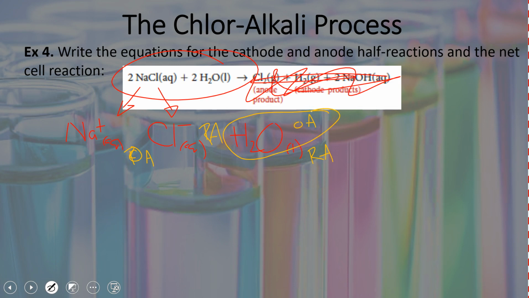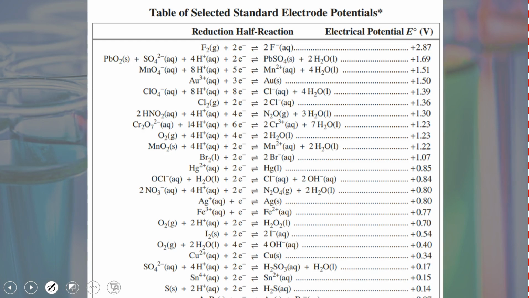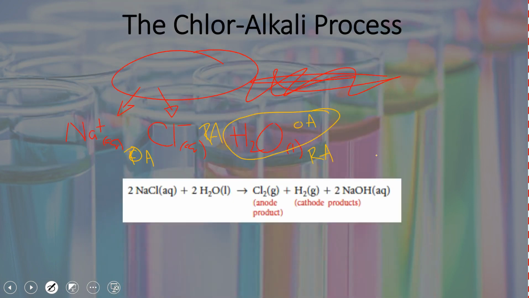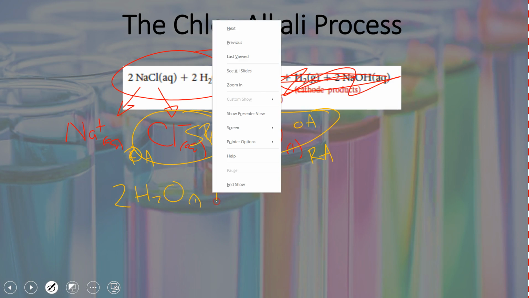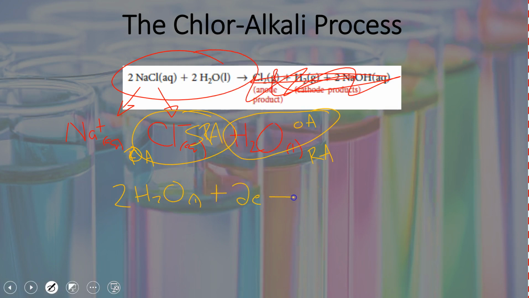But in this case, because chlorine slips below here, we actually use that as my SRA. Okay, so you have to remember that when you have chloride and water reacting together. So I would write out those two half reactions. My first half reaction is when water is an OA, it's pretty low down. So 2H2O, as a liquid, reacts with 2 electrons to produce hydrogen gas and 2 hydroxide ions. So that's my first reaction.